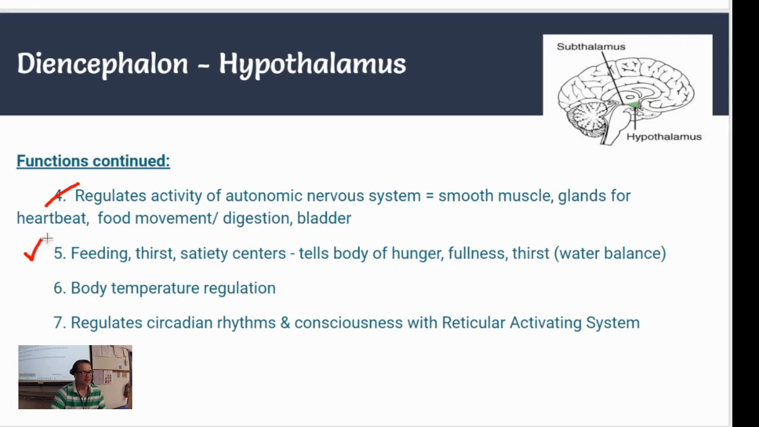5, thirst, satiety centers. So satiety is like, hey, I'm full. I just ate some food. I don't need to eat any more food. So it tells the body if you're hungry, if you're thirsty, if you're full.